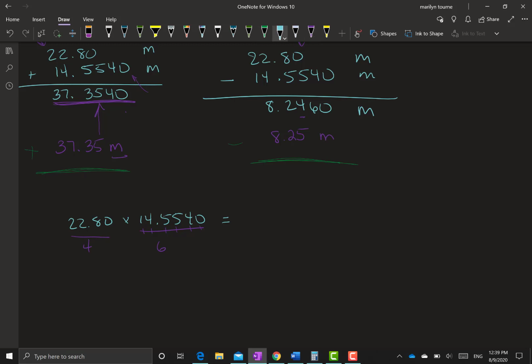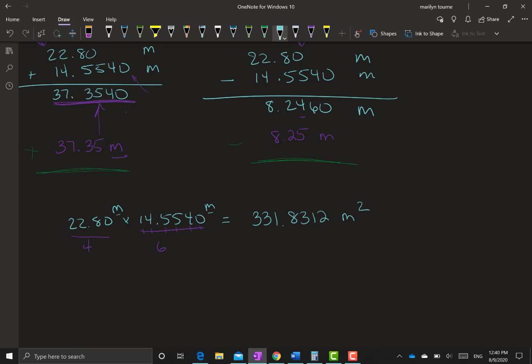I do want to make sure I remember this is meter and this is meter. So what would my final answer be? If you put it in your calculator, your final answer shows up as 331.8312. And remember, units matter. So when you're multiplying units, now it becomes meters squared.